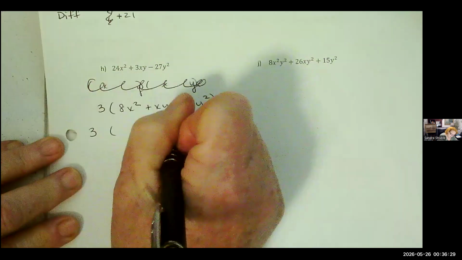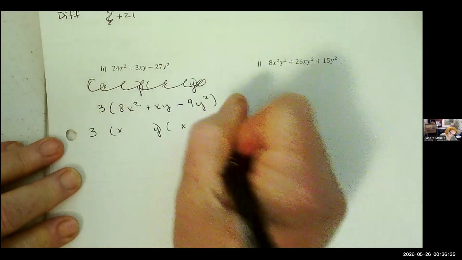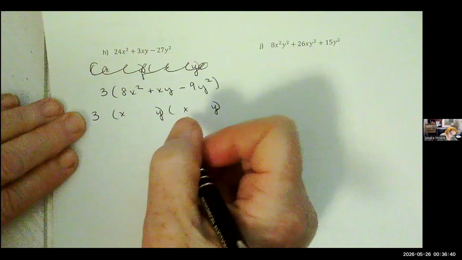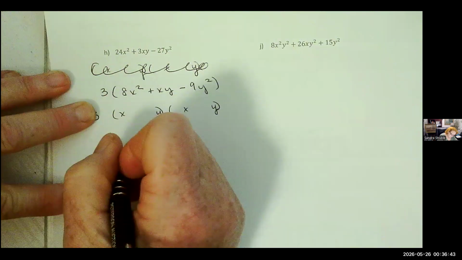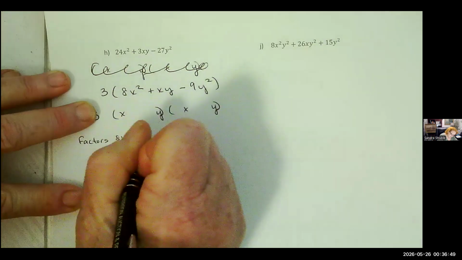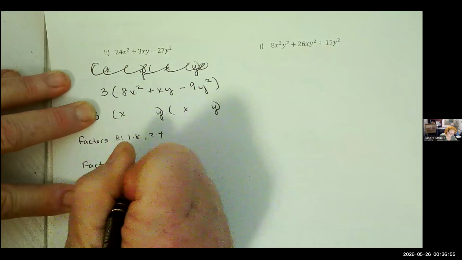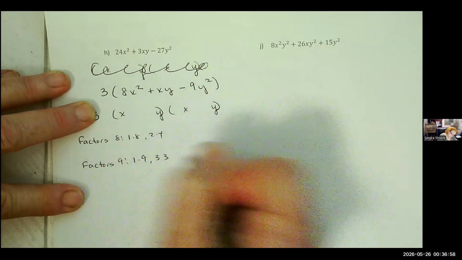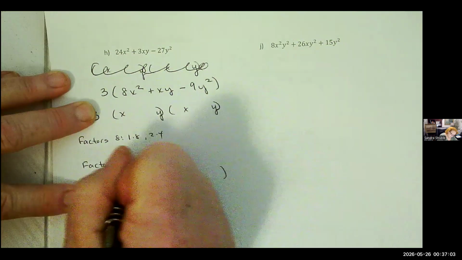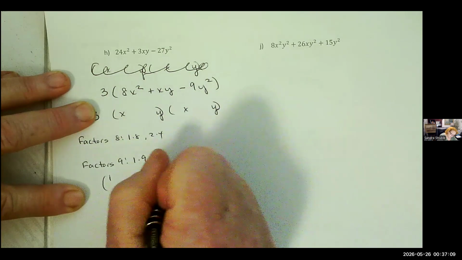So it's going to be something with an x and y, x and y. All right. Now we can do our trial by error, where our factors of 8 are 1 and 8, 2 and 4, and factors of 9 are 1 and 9, and 3 and 3. I kind of want to do 3 and 3. So we'll try 1 and 8, and then we'll try 1 and 9, 9 and 1.